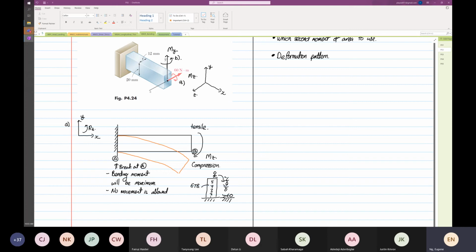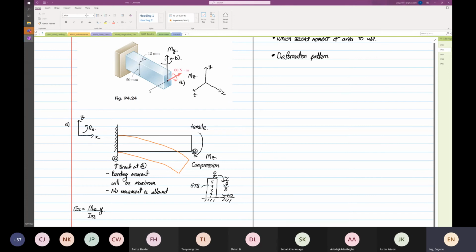Now we know where is tensile, where is compression. So when we know when is tensile, when is compression, we don't really need to care about whether y is positive or y is negative anymore, is it? Right? So we can just easily apply that. We know that stress x is equal to Mz over Izz multiplied by y. Right? So what you realize here is the negative sign gone missing.